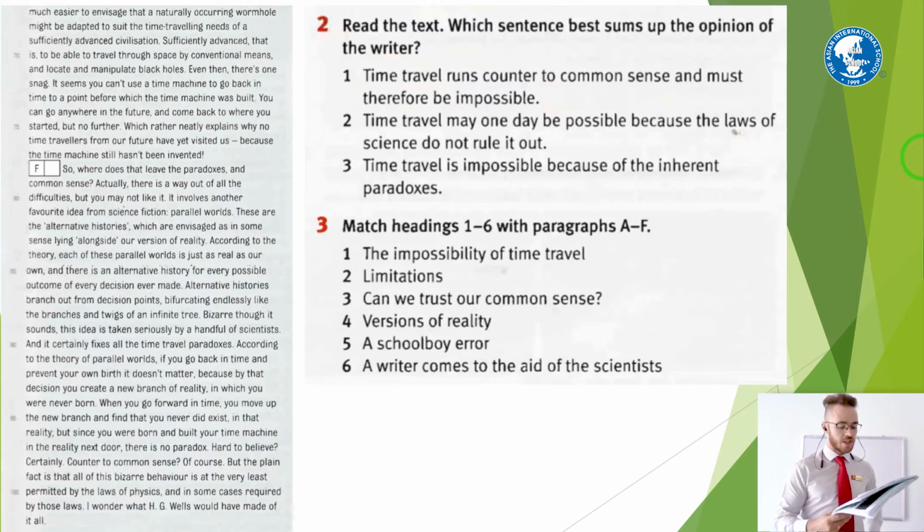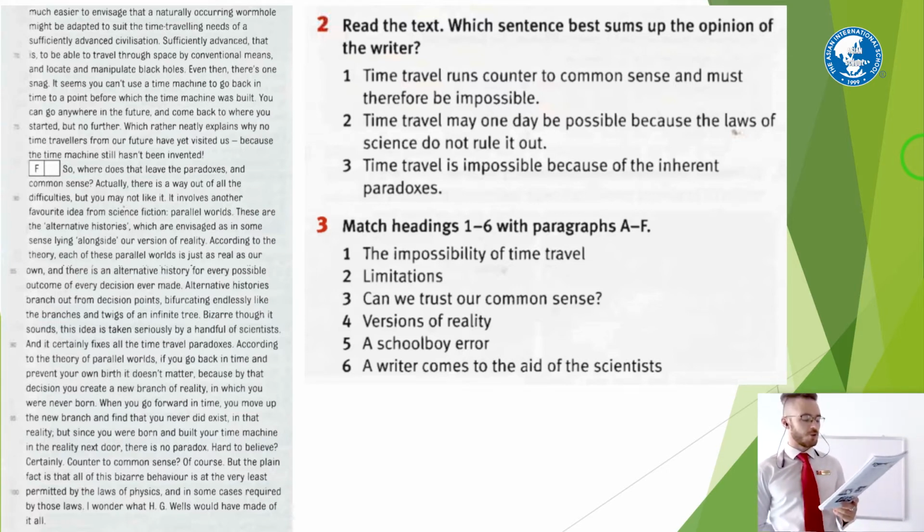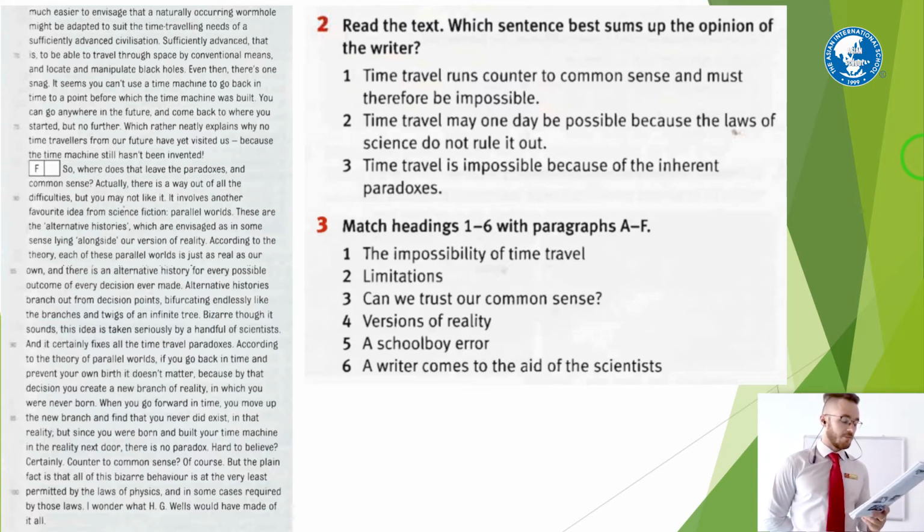Even then, there's one snag. It seems you can't use a time machine to go back in time to a point before which the time machine was built. You can go anywhere in the future and come back to where you started, but no further, which rather neatly explains why no time travelers from our future have yet visited us, because the time machine still hasn't been invented. So, where does that leave the paradoxes and common sense?